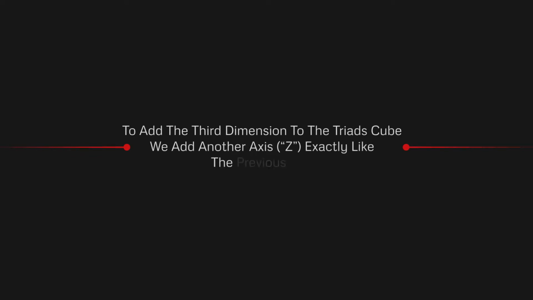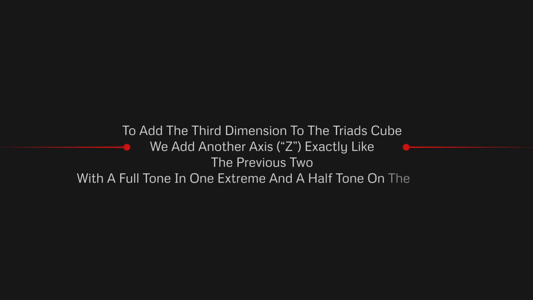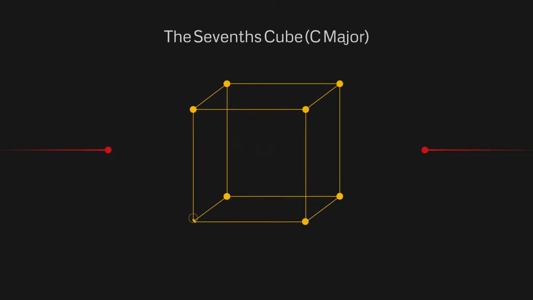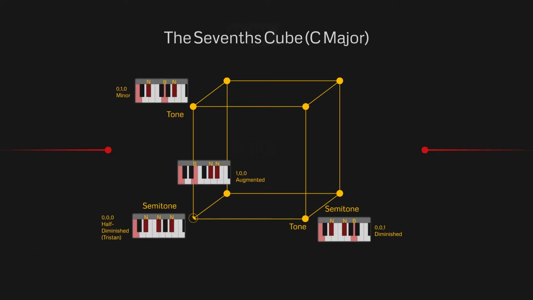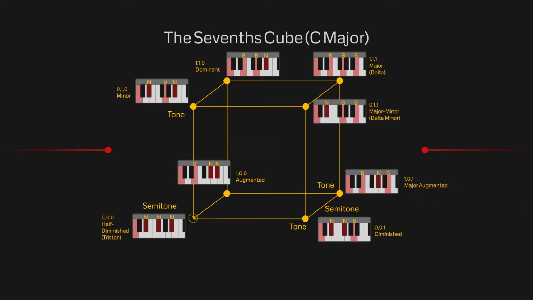The sevenths cube, full tones. To add the 3rd dimension to the triads cube, we add another axis Z, exactly like the previous 2, with a full tone in one extreme and a half tone on the other. We can now view the 8 sevenths that are the basis for all the music in the world, from 000, Tristan chord, to 111, delta chord, and in between the rest of the combinations.